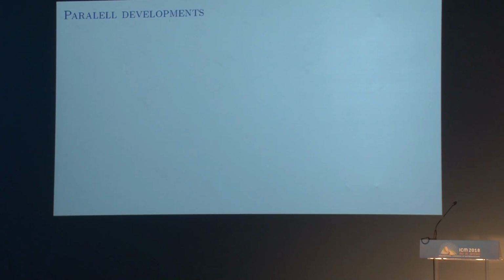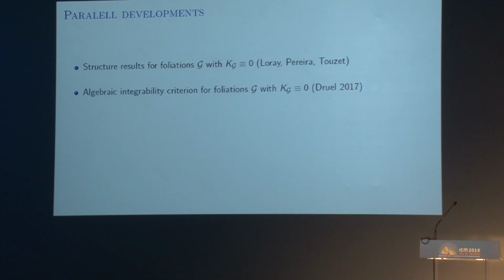Okay, so talking about the foliations with numerically trivial canonical class, now I just want to discuss some parallel developments in the area. So first of all, there are structure results for foliations with numerically trivial canonical class. This is the work of Loray, Pereira, a series of various different papers. And more generally, and this is very remarkable, there has been an algebraic integrability criterion by Stéphane Druel for foliations with numerically trivial canonical class.